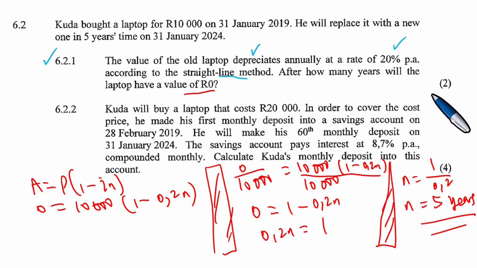So we use the simple interest depreciation formula. The simple interest has two formulae, where A is also P(1 plus in). This is also the formula we use for simple interest. We move forward.